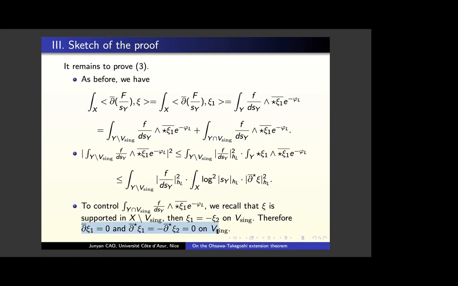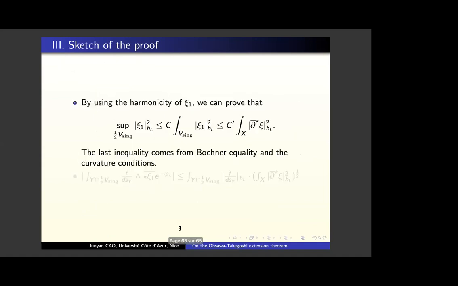That means that C1 is in fact harmonic with respect to the metric of HL and the conic metric. By using the harmonicity of C1, we can prove that we have this inequality. That means that the C0 norm of C1 is controlled by the L2 norm of C1.